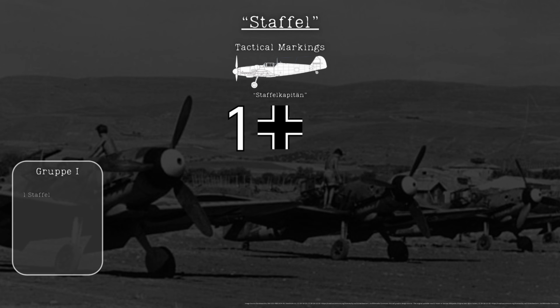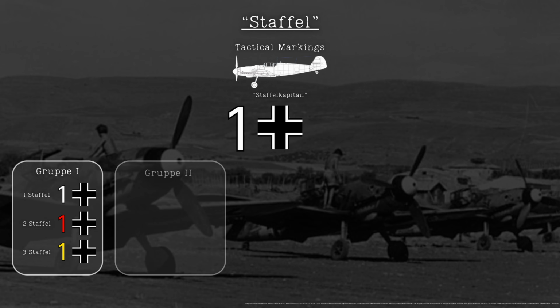In Gruppe 1, Staffel 1, the Staffel commander would have a 1 on his aircraft, no extra symbols. In Staffel 2, the squad leader would either have a red 1 or a black 1, and no additional symbols. And in Staffel 3, he would have a yellow 1. If we move over to our second Gruppe, the fourth Staffel leader has a white 1 and a white horizontal trailing bar aft of the Balkenkreuz. As we previously learned, remember, a horizontal bar aft of the national insignia denotes second group.